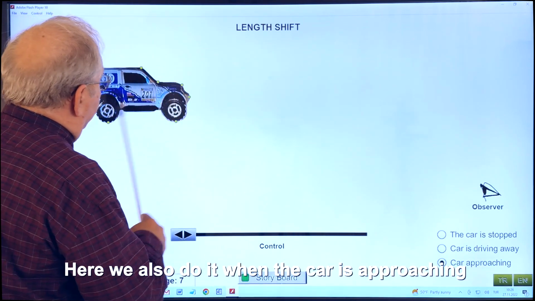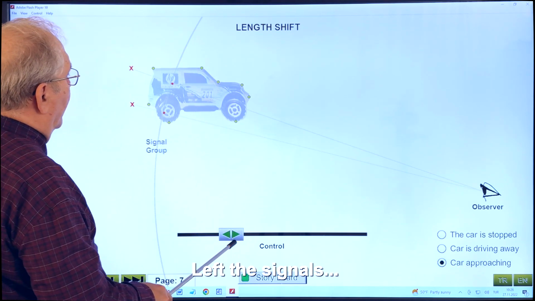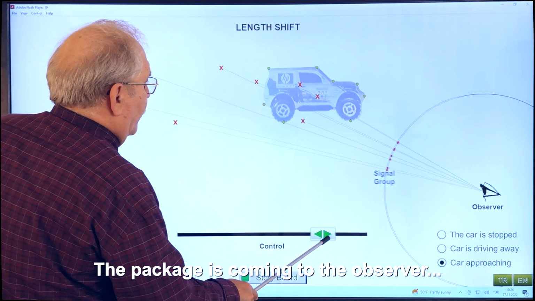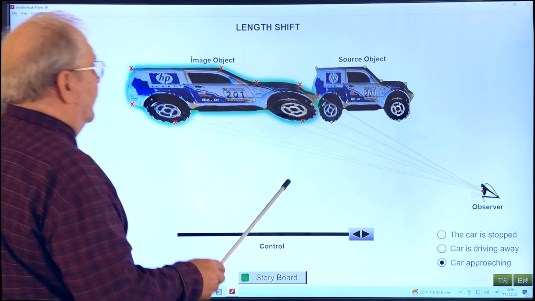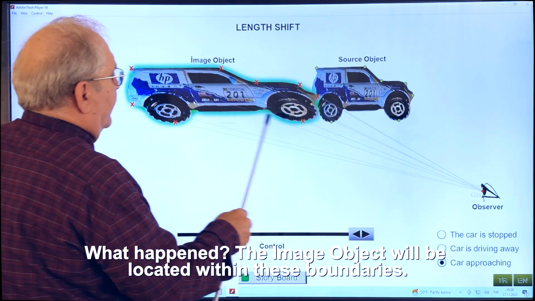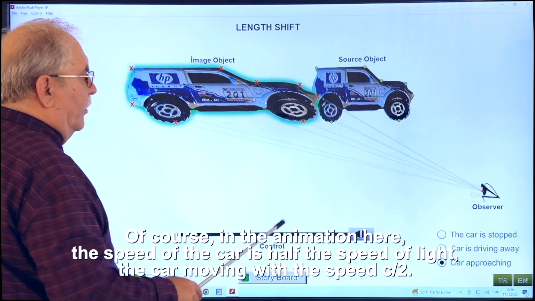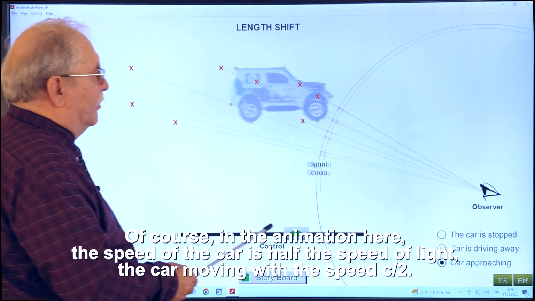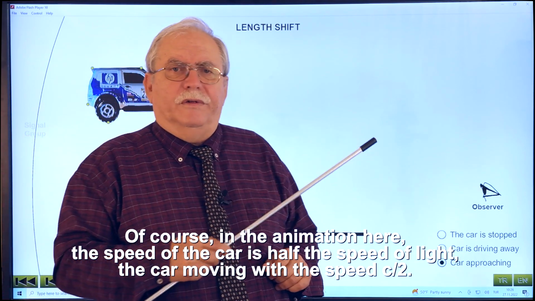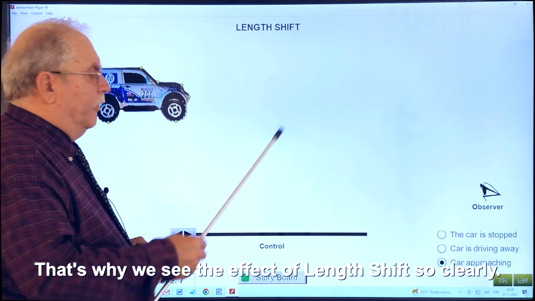Here we also do it when the car is approaching. Left the signals. The package is coming to the observer. Arrived. What happened? The image object will be located within these boundaries. Therefore, the observer saw the car is elongated. Of course, in the animation here, the speed of the car is half the speed of light. The car moving with the speed c/2. That's why we see the effect of length shift so clearly.